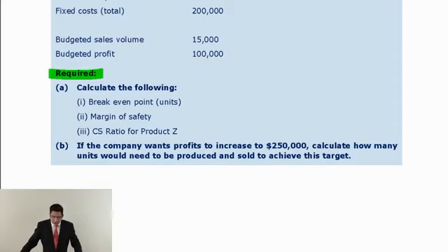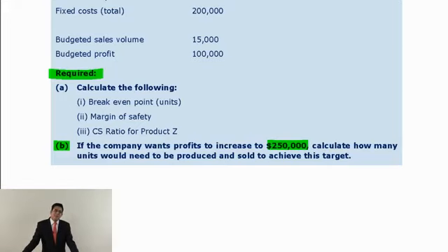Okay, A, calculate the following. Number 1, break even point in units, then margin of safety, and then CS ratio of the product Z. We will see very simple formulas in a minute. And B is, if the company wants profits to increase to $250,000, calculate how many units would need to be produced and sold to achieve this target. Now you got to read the question very, very carefully. This part is taken from one of the past exam papers.